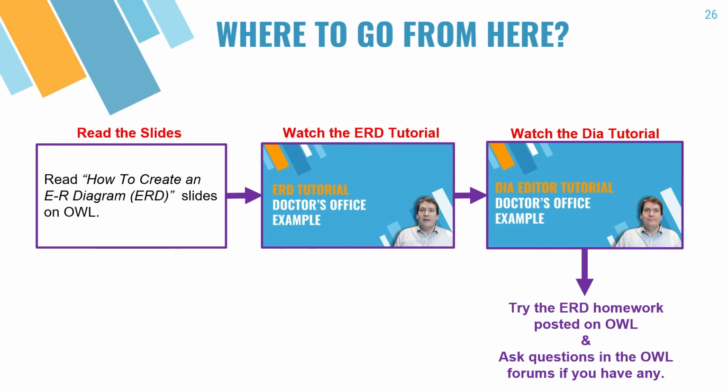So that's all I really have for you in this video, but there are some more things to cover after it. So where do you go from here? Well, hopefully you've already read the slides, how to create an ER diagram, ERD, but if you haven't, those are on OWL, so make sure you check them out. Then watch the ERD tutorial. This is going to have an example of creating an ERD from scratch based on some requirements for a fictional doctor's office. After that, watch the DIA tutorial, and this will tell you how to actually create these diagrams in the DIA diagram editor. So far, we've only been doing them on paper or just showing pictures of them on the computer. That one will tell you how to actually make them with DIA.